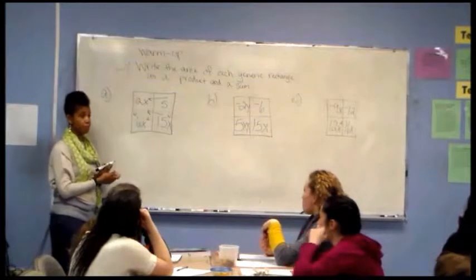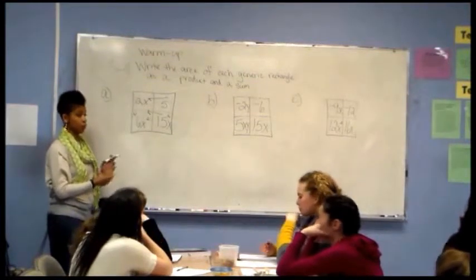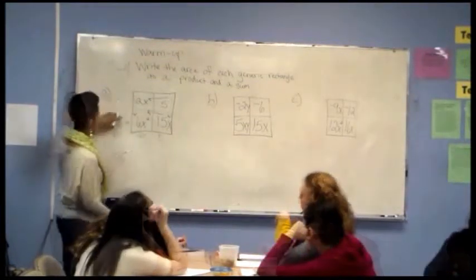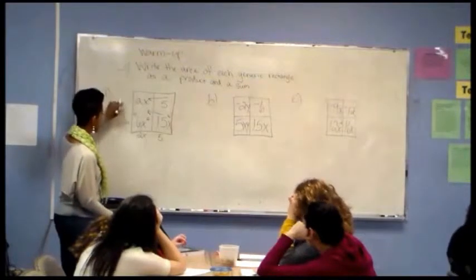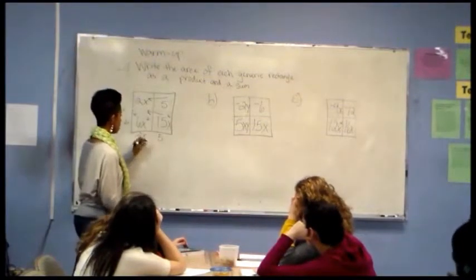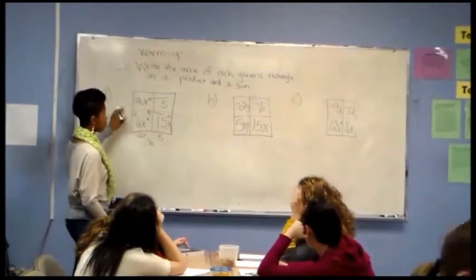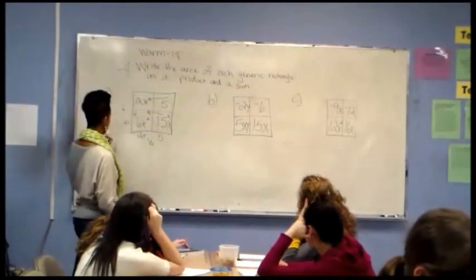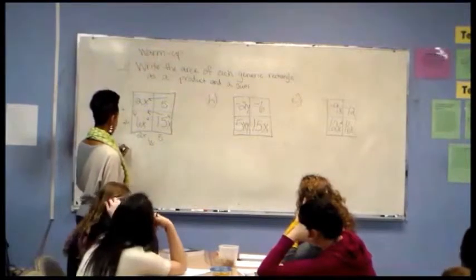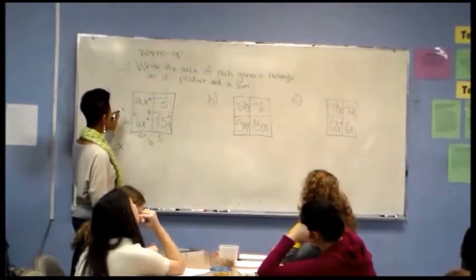Do you see that? Feel free to write this down in your notes. So now we can see that we have the length of this rectangle and the width of this rectangle. In order to find the product, we do length times width, correct? So now let's figure that out.